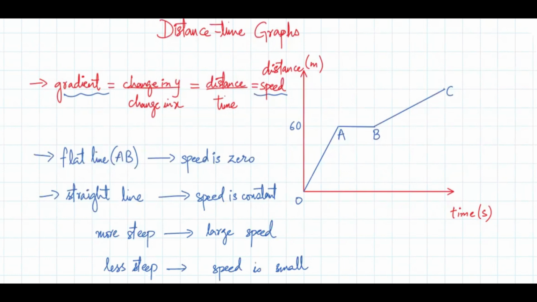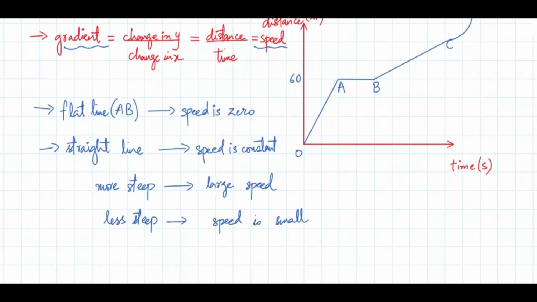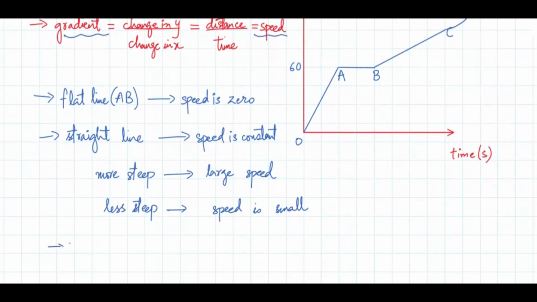Okay. What if the distance time graph is not a straight line? It's a curve. Maybe it's something like this, going up like this, not a straight line. So for the region CD, we have a curve, and that means that the speed is not constant now, it's changing. So for a curve like CD, we say that the speed is changing.